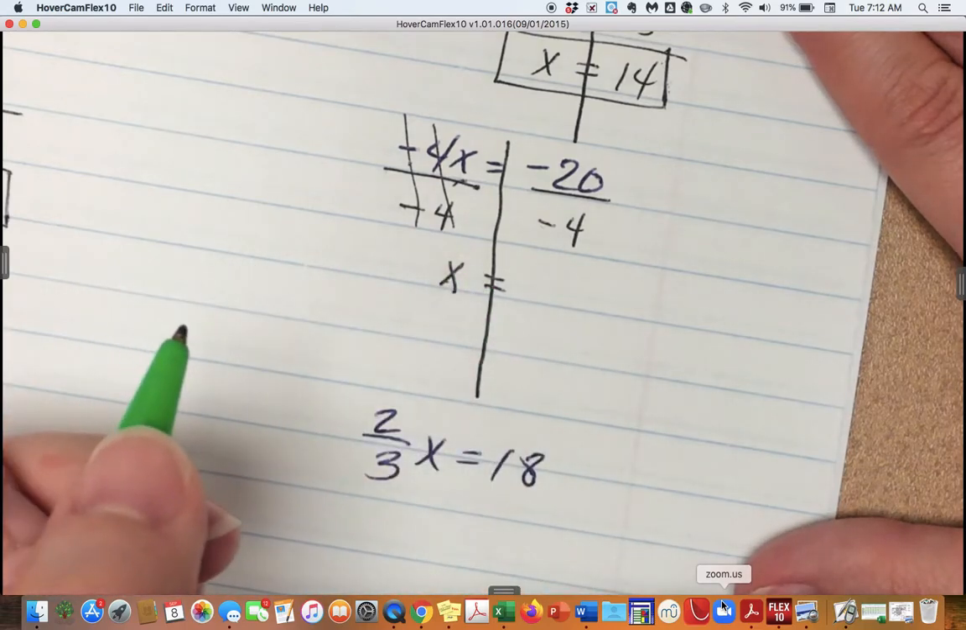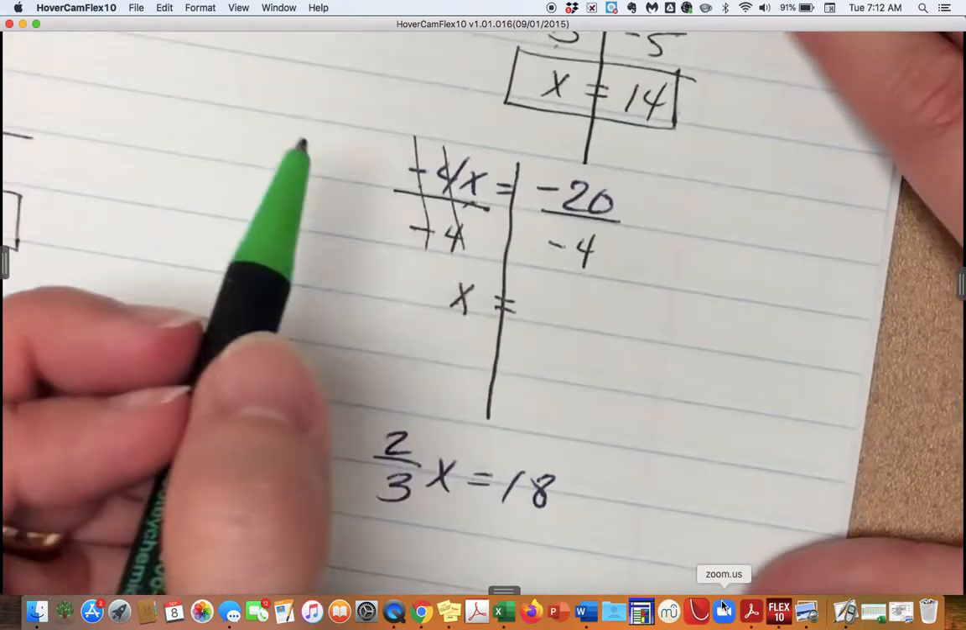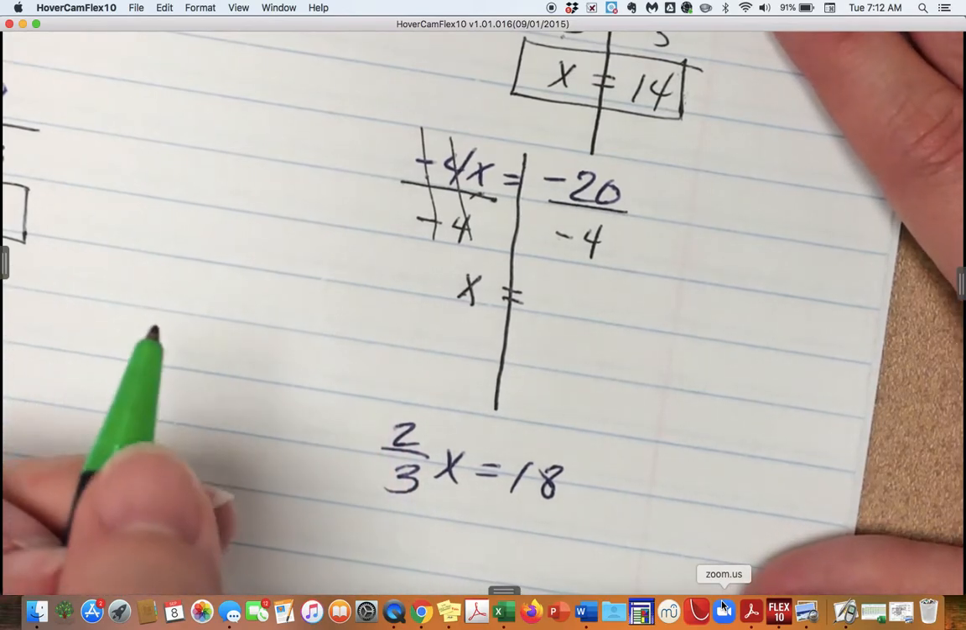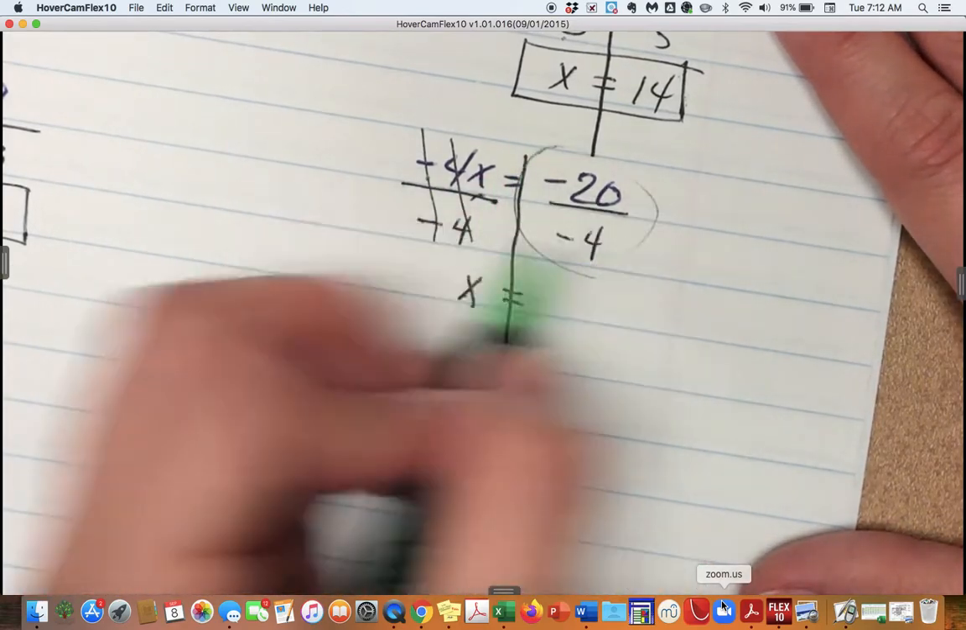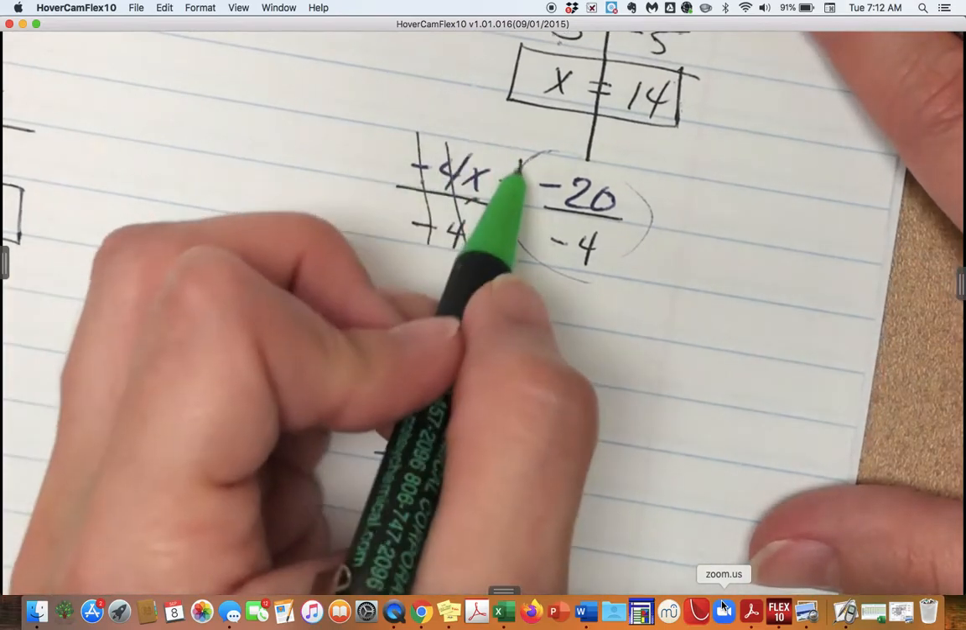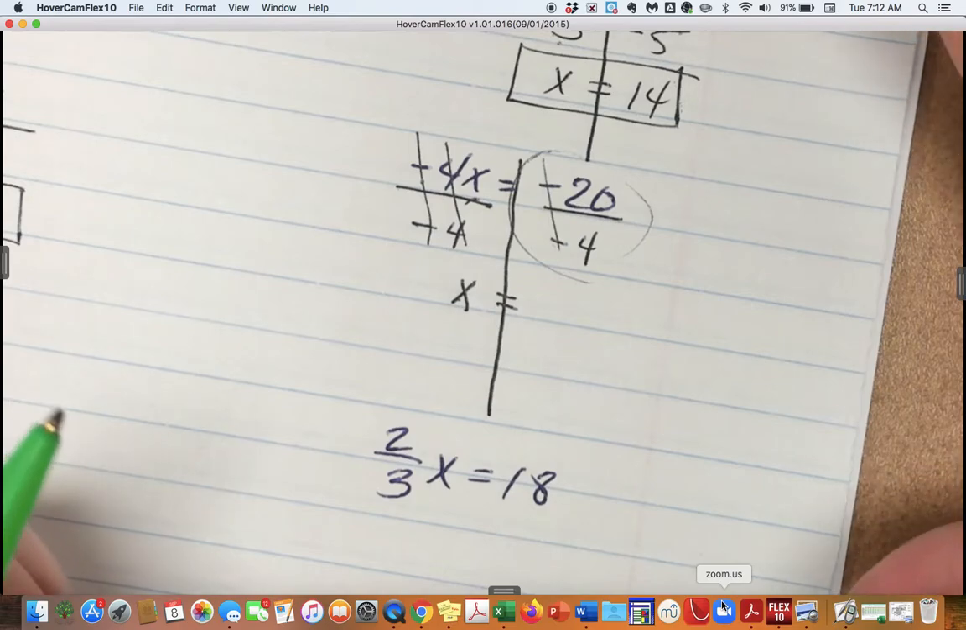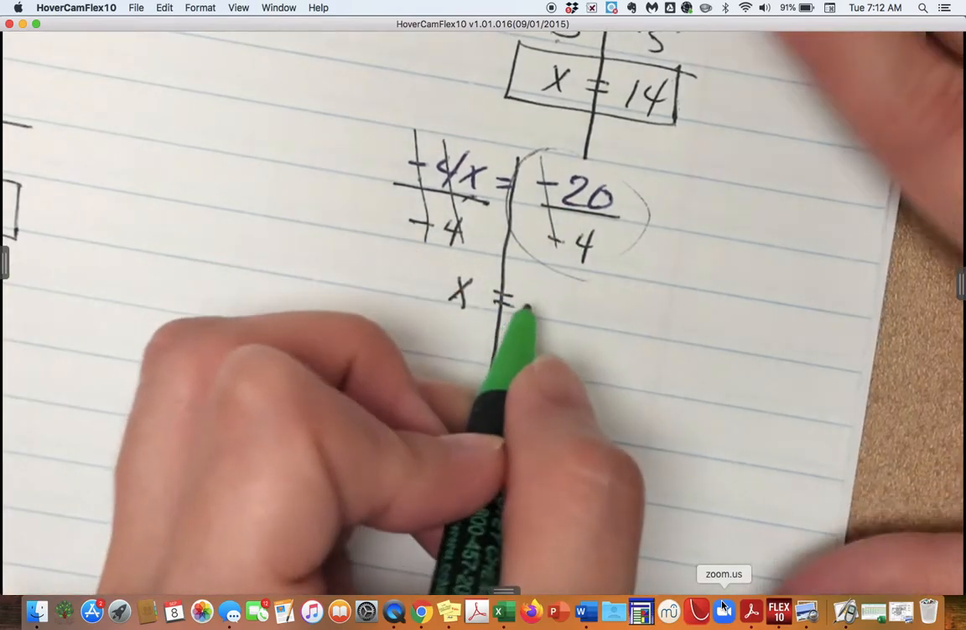We can say cancel when we're adding to 0, but when we're doing multiplying and dividing, technically we're reducing to 1 or simplifying. So on the other side, we're just going to divide. So negative divided by negative, you could say they cancel out or they reduce. But 20 divided by 4 is 5.